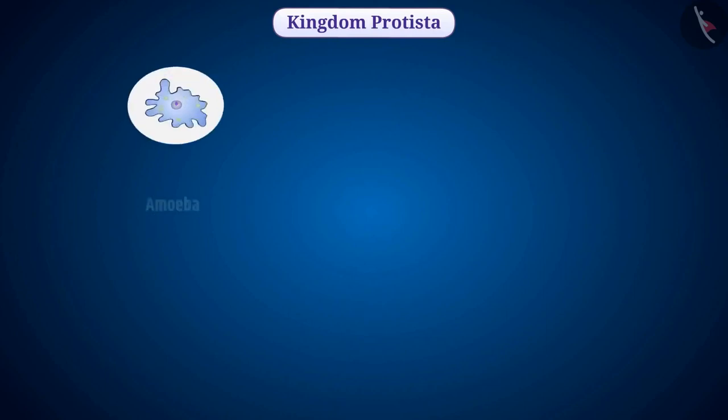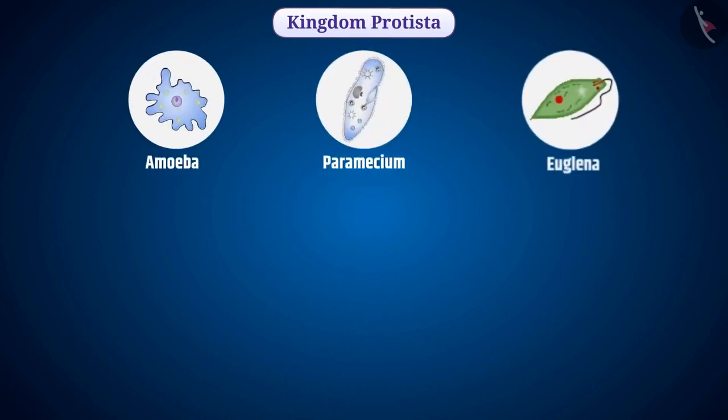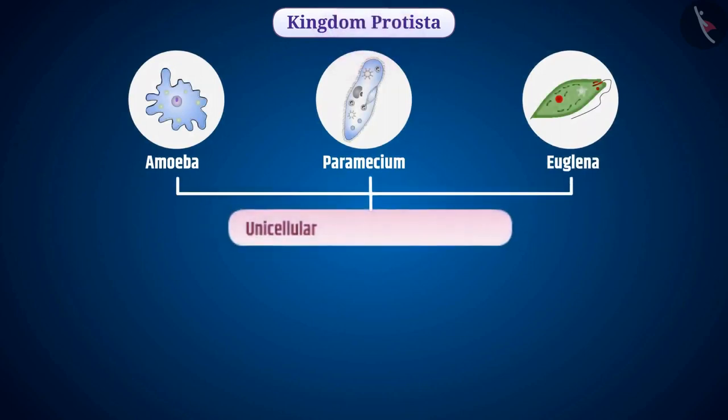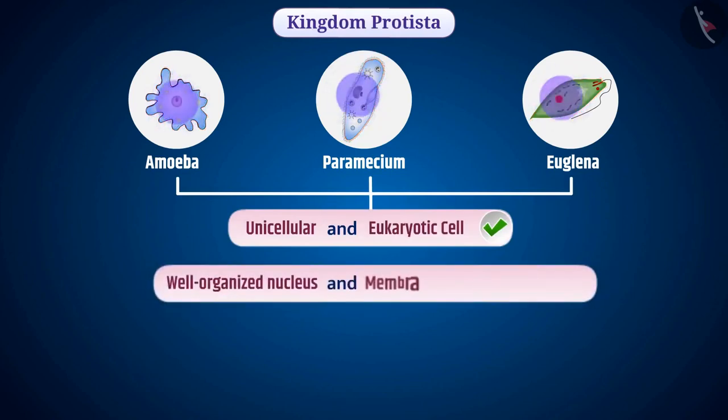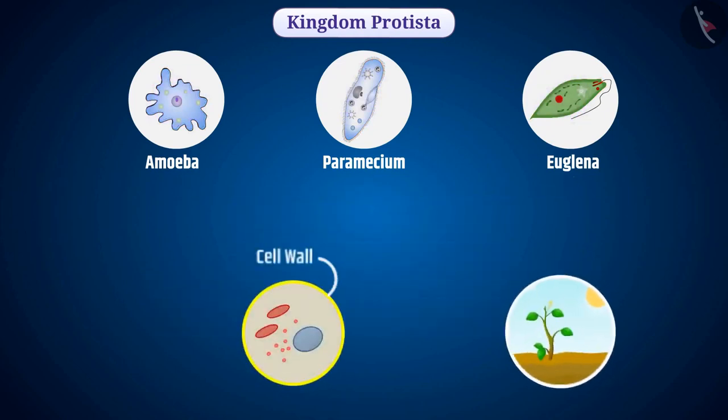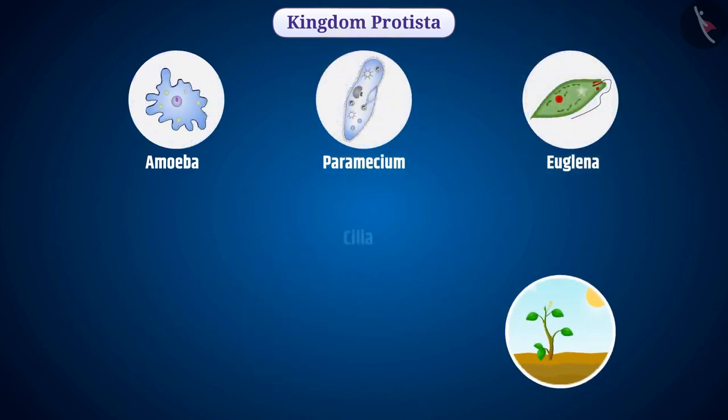Now, let us know about the kingdom Protista. The kingdom Protista mainly consists of aquatic organisms such as amoeba, paramecium, euglena, etc. Most organisms of this kingdom are unicellular but have a body made up of eukaryotic cells. That is, the cell has a well-organized nucleus and other membrane-bound organelles. Some of these organisms have a cell wall and some do not. Some of these organisms have structures such as cilia and flagella for locomotion.